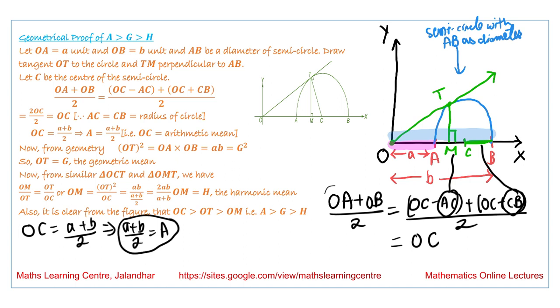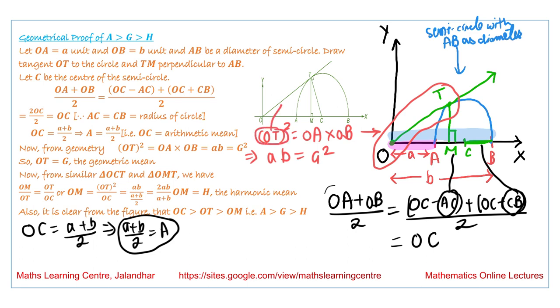Now since OT is the tangent, we know that OT square is equal to OA into OB. So with OA and OB having values A and B, A into B is equal to G square. What this means is that the length of this tangent OT is basically the geometric mean.